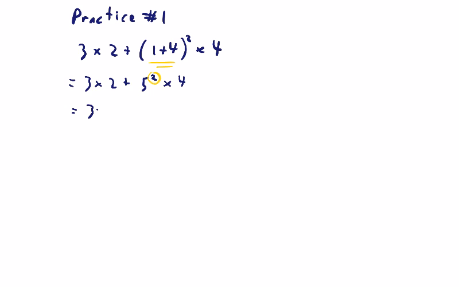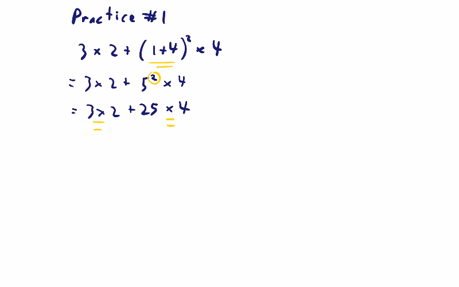So I still have the 3 times the 2 plus 5 squared would be 25 times 4. Okay, and we're ready to keep going here. And so the next thing I have to worry about is multiplication. Now you can see there are actually 2 multiplications happening. So which one do I do first?